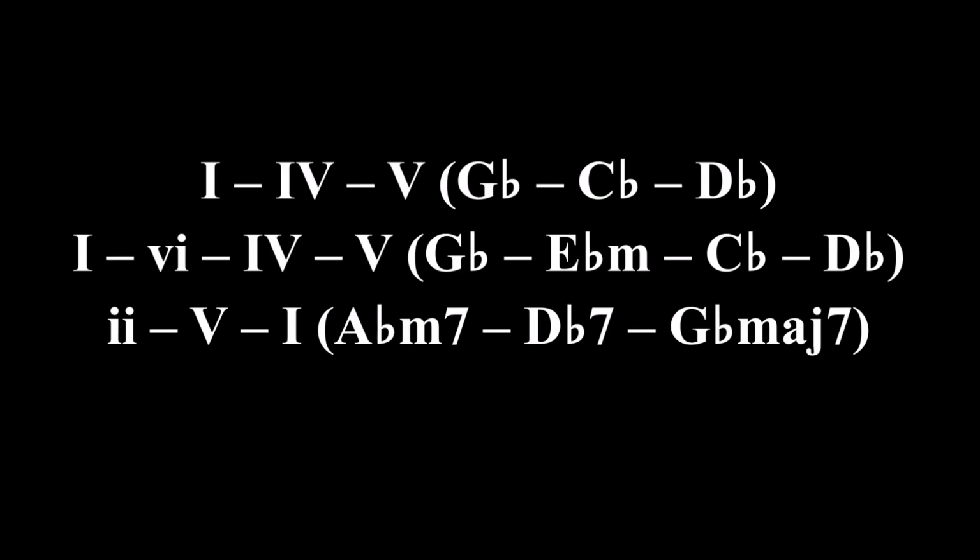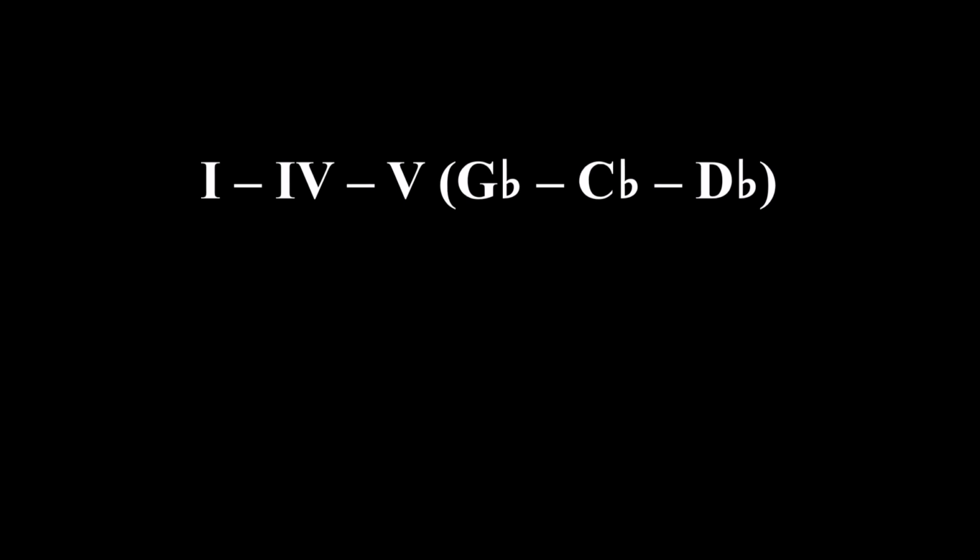Common chord progressions in the key of G flat major. Here are some common chord progressions that you can form with some of these chords. The 1-4-5 chord progression. The chords are G flat, C flat, and D flat. That's G flat major, C flat major, and D flat major.